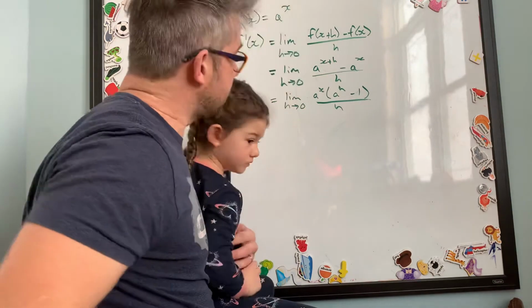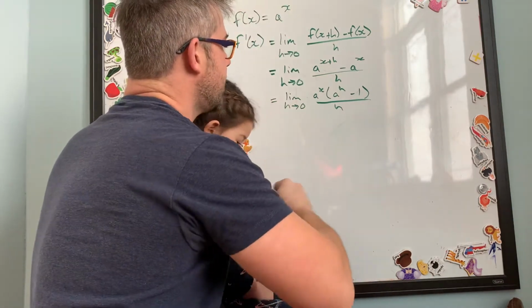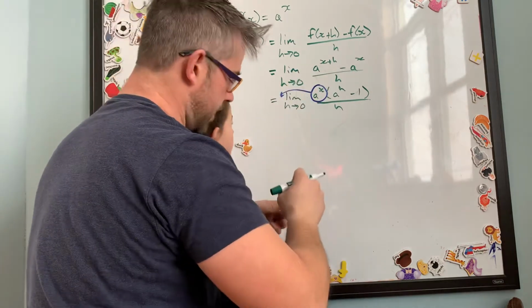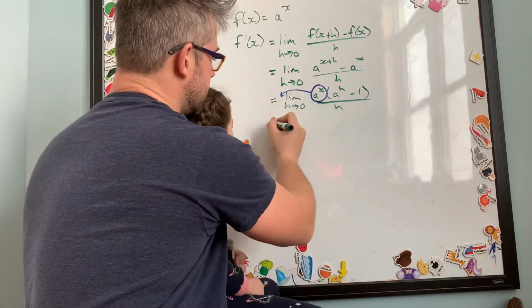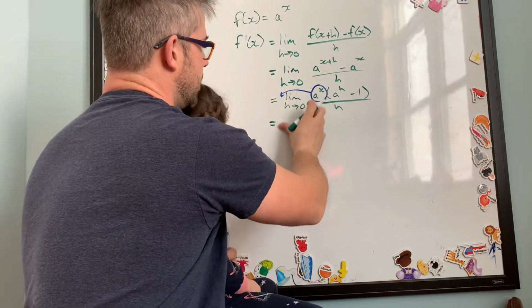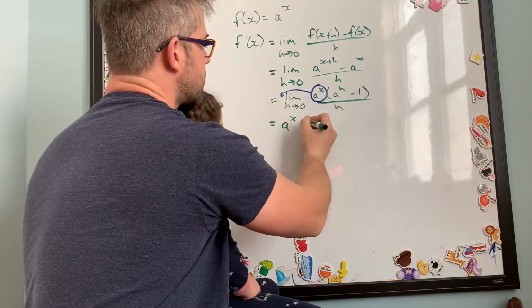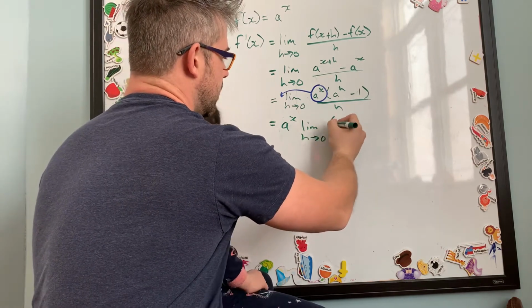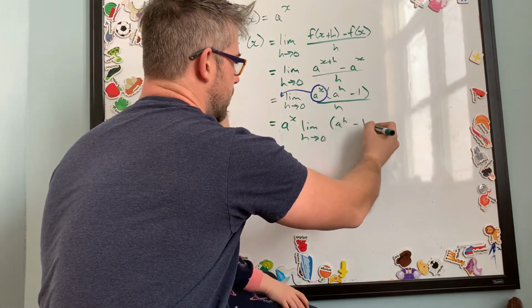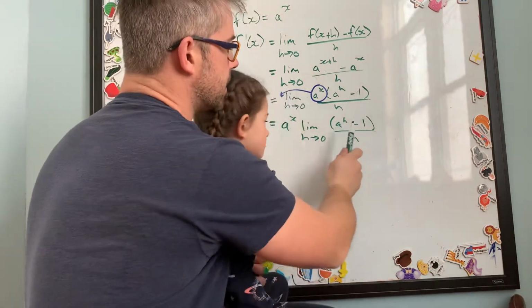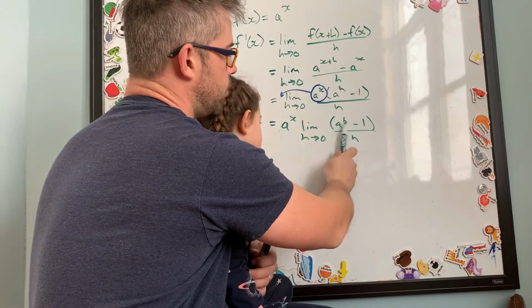Now we've got a couple of things that are happening here. This a to the power x is constant, so I'm able to remove it and bring it to the front. So this will be a to the power x times the limit as h approaches 0 of a to the h minus 1 over h. And this is still indeterminate because a to the 0 is 1, and 1 minus 1 is 0.